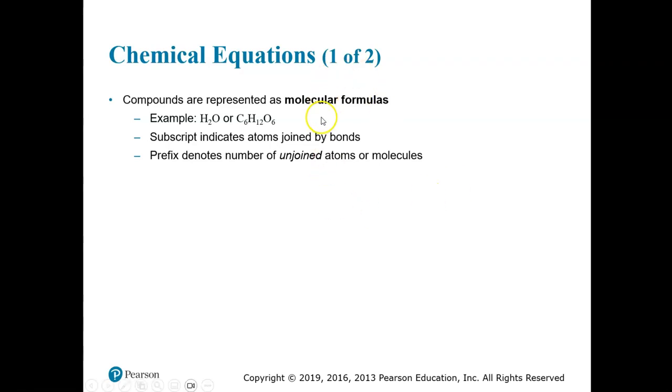So before we look at equations, let's look at chemical formulas or molecular formulas. For example, H2O stands for 2 atoms of hydrogen and 1 atom of oxygen. And that's, of course, the molecular formula for water. And the molecular formula for glucose is also shown. C6H12O6 means there are 6 atoms of carbon, 12 atoms of hydrogen, and 6 atoms of oxygen in one molecule of glucose.